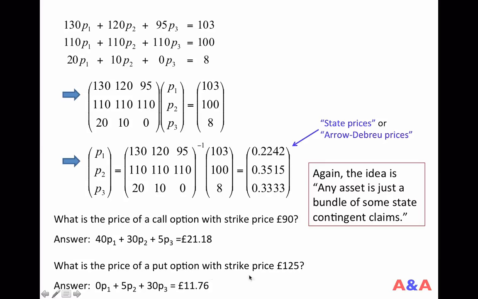So as a result, this put option can be regarded as a bundle of 0 units of state 1 contingent claims and 5 and 30 units of state 2 contingent claims and state 3 contingent claims, respectively. So the theoretical price of this put option should be 5 times state 2 price plus 30 times state 3 price. We substitute these numbers and we get the answer. The price of this put option should be 11.76 pounds.